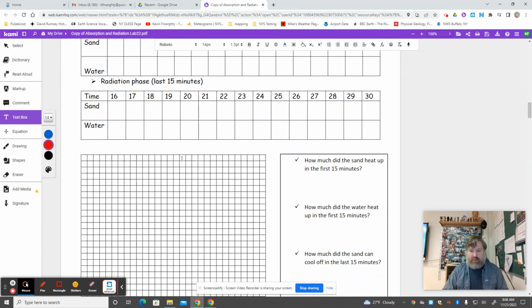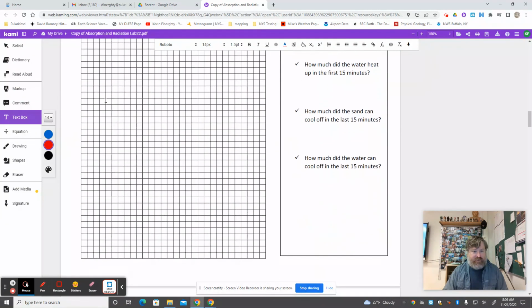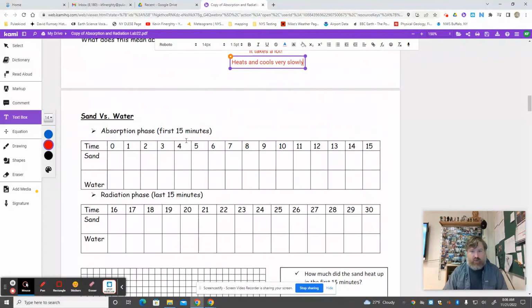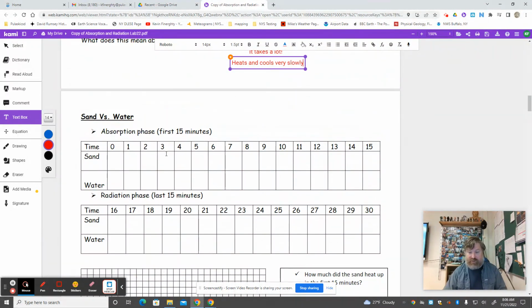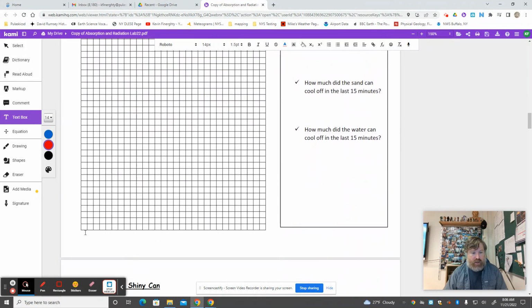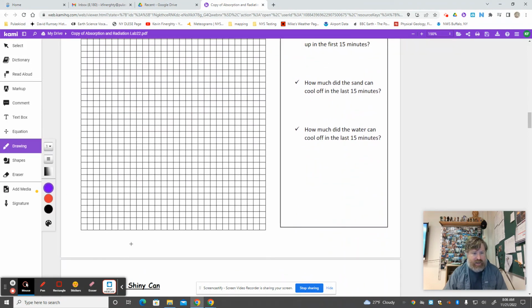All right. Finally, down to business. You got 3 sections here: sand versus water, black can versus shiny can, and covered versus uncovered. So I know this is a major lab. This is like our big project, our biggest lab of the year. Chuck all your numbers for sand and water. Down here, the axis on the bottom is for time.